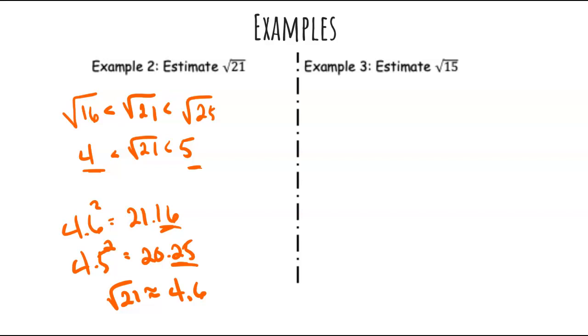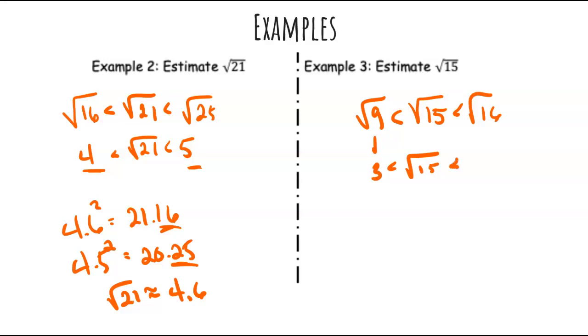So let's take a look at the square root of 15. Let's find our two perfect squares that the square root of 15 is between, 9 and 16. The square root of 9 is 3. The square root of 16 is 4. So my answer is somewhere between 3 and 4. 15 is very close to 16, so I want to pick decimals that are really close to, but not quite 4. I'm going to start with 3.9, because that's very close.